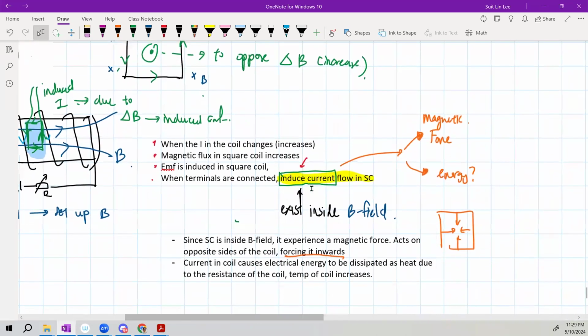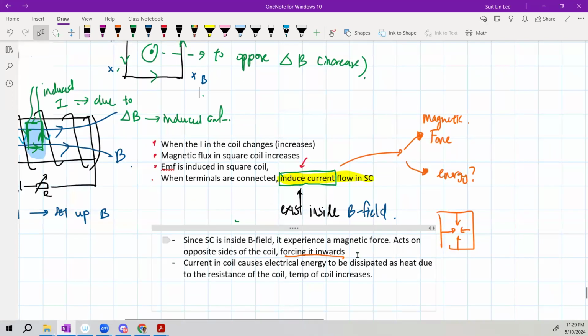So due to the fact that there is induced current and this induced current exists inside the magnetic field, it experiences a magnetic force acting on opposite side of the coil like so, forcing it inwards. Depending on how flexible the coil is, the coil may change shape. Okay, but also because there's current in the coil, there will be electrical energy dissipated as heat due to the resistance of coil.